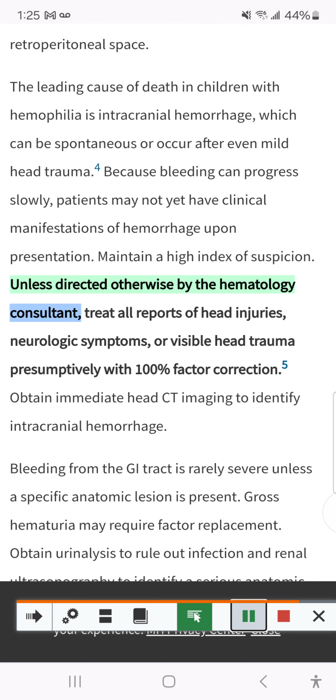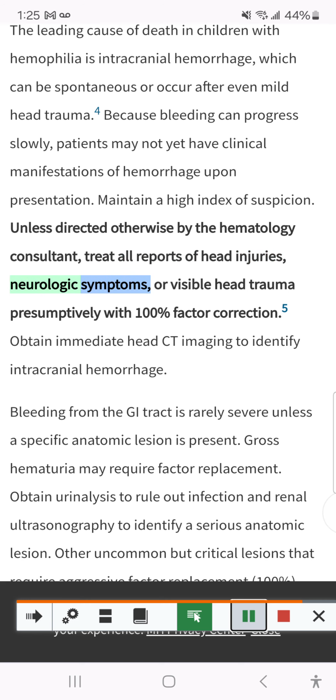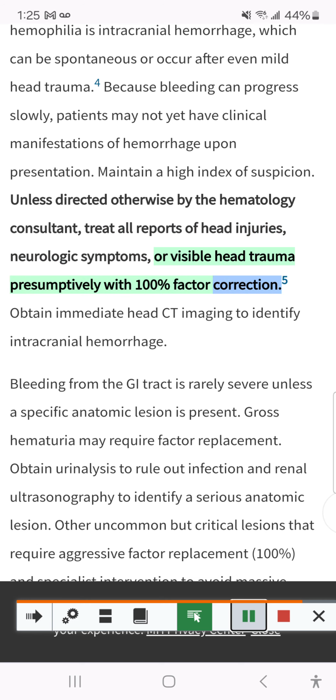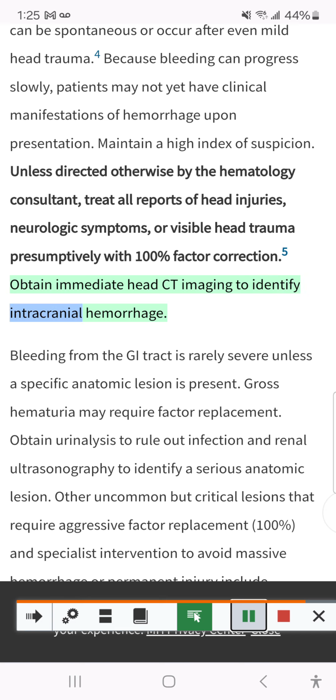Unless directed otherwise by the hematology consultant, treat all reports of head injuries, neurologic symptoms, or visible head trauma presumptively with 100% factor correction. Obtain immediate head CT imaging to identify intracranial hemorrhage.